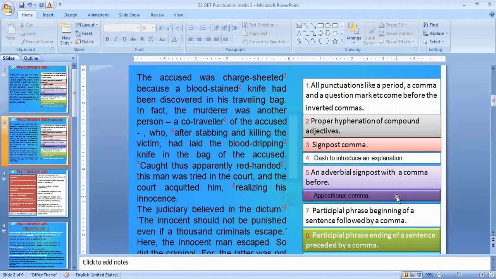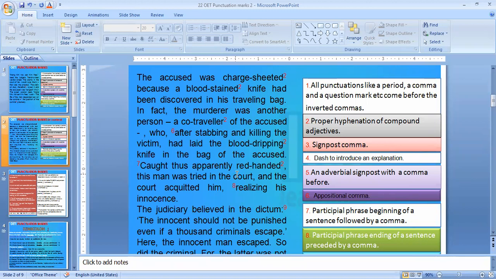Okay, now number 7. "Caught thus." Here, caught is what? Past participle. Beginning a sentence with a past participle or with a present participle, both are okay. Both are accepted. So number 7 is explained here: a participial phrase at the beginning of a sentence is followed by a comma. "Caught, thus apparently red-handed." This comma is a must. That is a comma after the phrase that begins with a participle. So participial phrases end in a comma, that's the point.